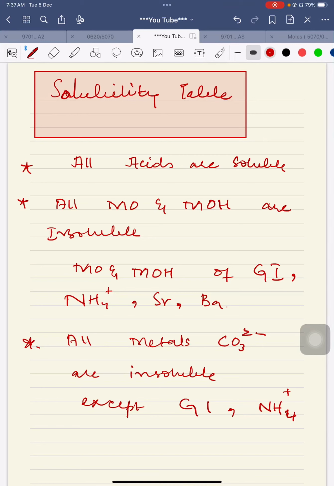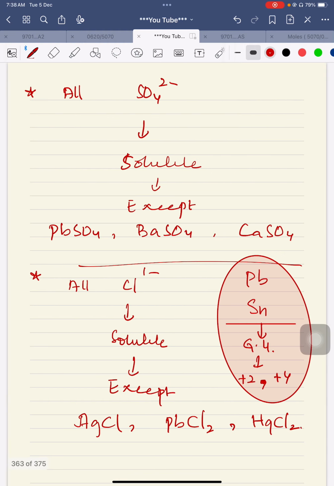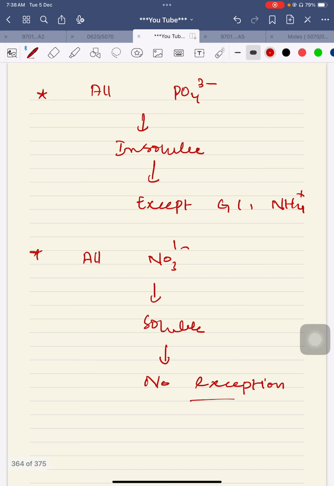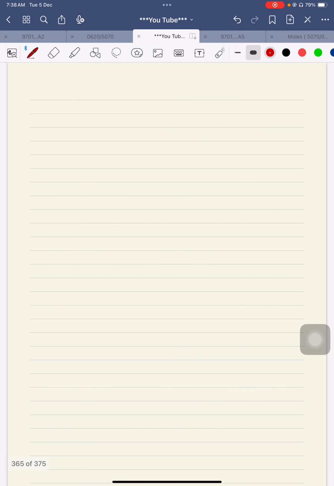Hey guys, welcome back. We were dealing with the solubility table in the previous class, and we have listed out all the solubilities in detail about acids and metal oxides, metal hydroxides, and carbonates in the third point. Next is sulfate. Then it is a chloride, phosphates, nitrates, etc. Okay. Right now, I'm going to take you to a very important topic today.